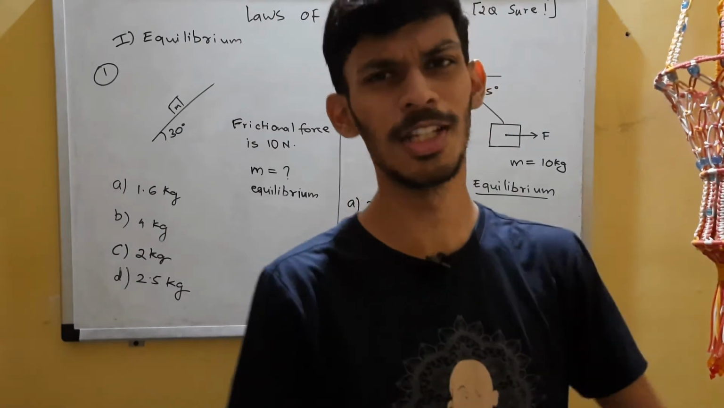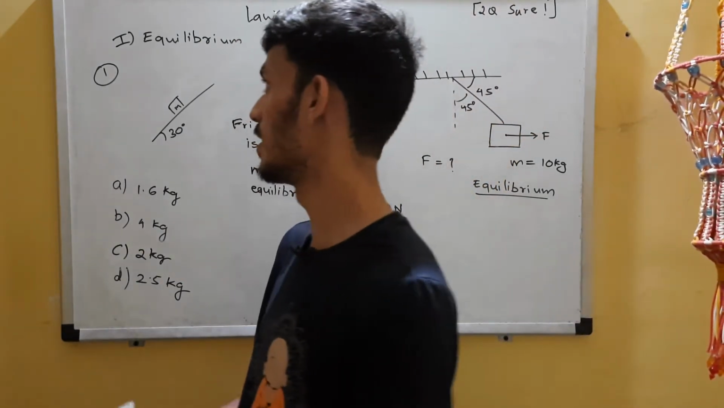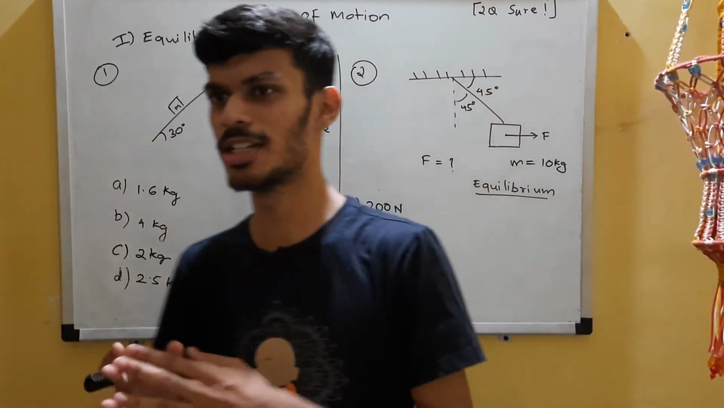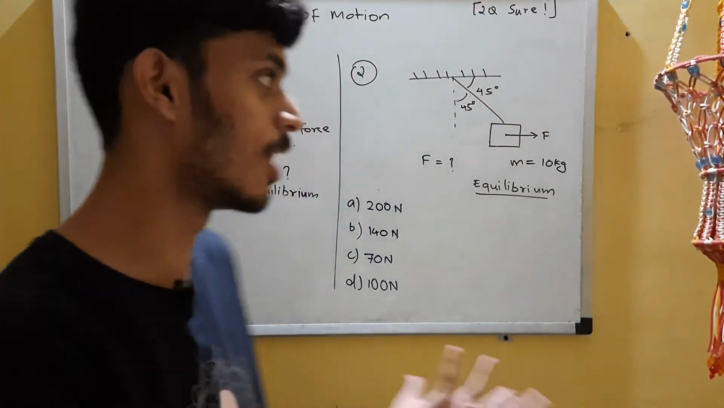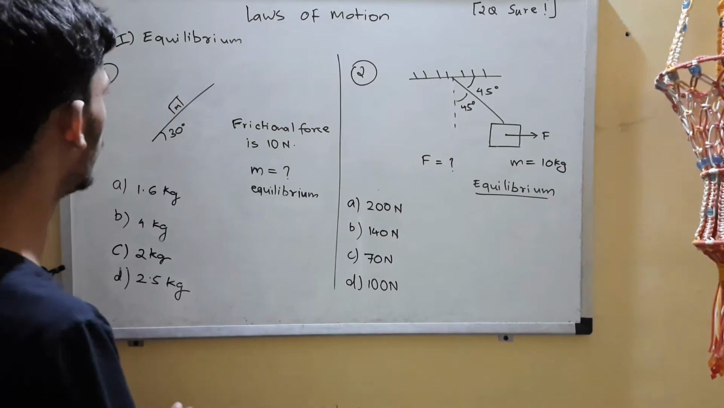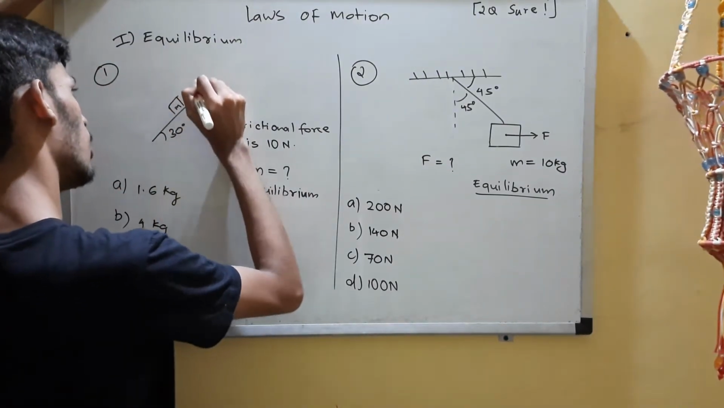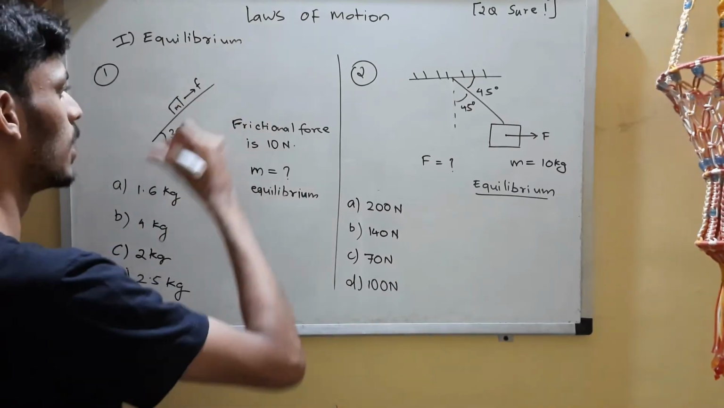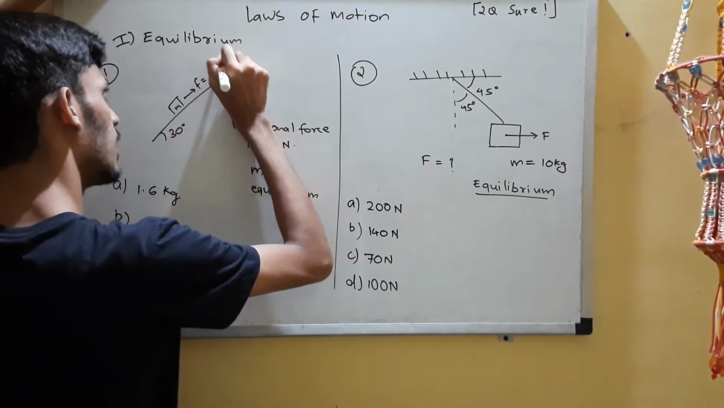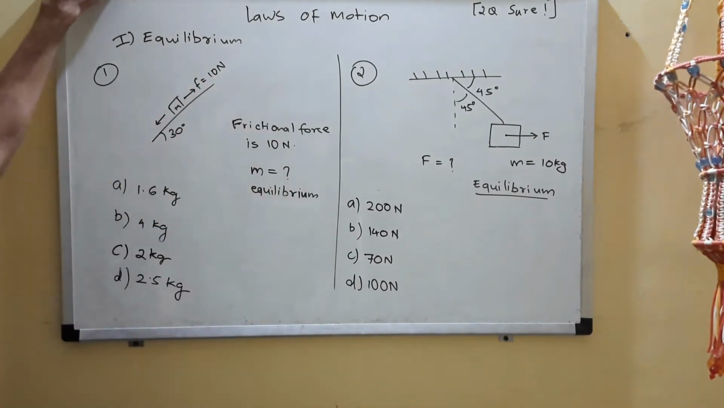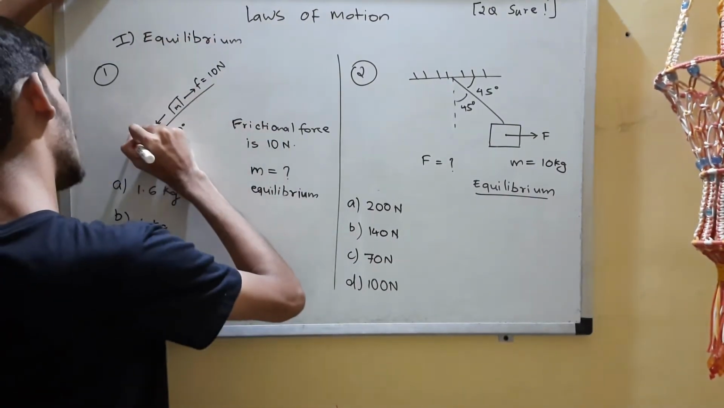Now how to go about this? It is a very straightforward question. From equilibrium you just have to resolve the forces and solve some equations, and you'll have your answer. Now we'll resolve the forces. First of all, we can see that this frictional force will be along this direction, upward along the incline, because it is opposing the weight component along the incline, which is mg sine theta.